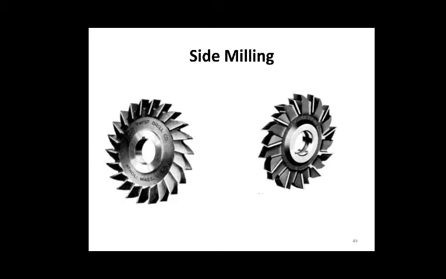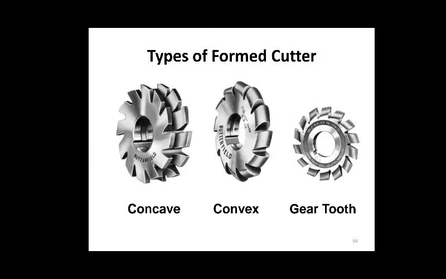Next, that is form milling. It incorporates the exact shape of the part to be produced. It is useful for production of small parts, each tooth is identical in shape, and it is sharpened by grinding the tooth face. It is important to maintain the original rake, but these are difficult to resharpen. Such types of formed cutters are concave shape, convex shape, and gear tooth.